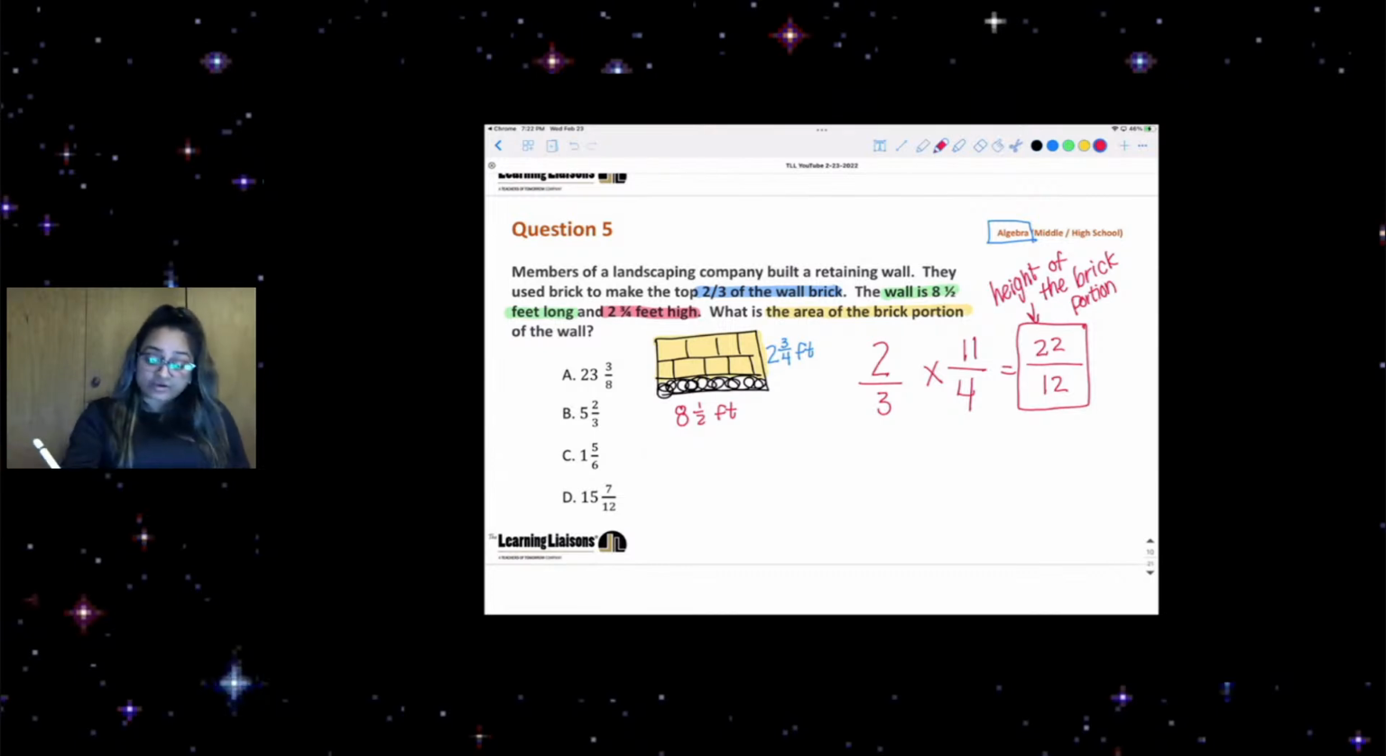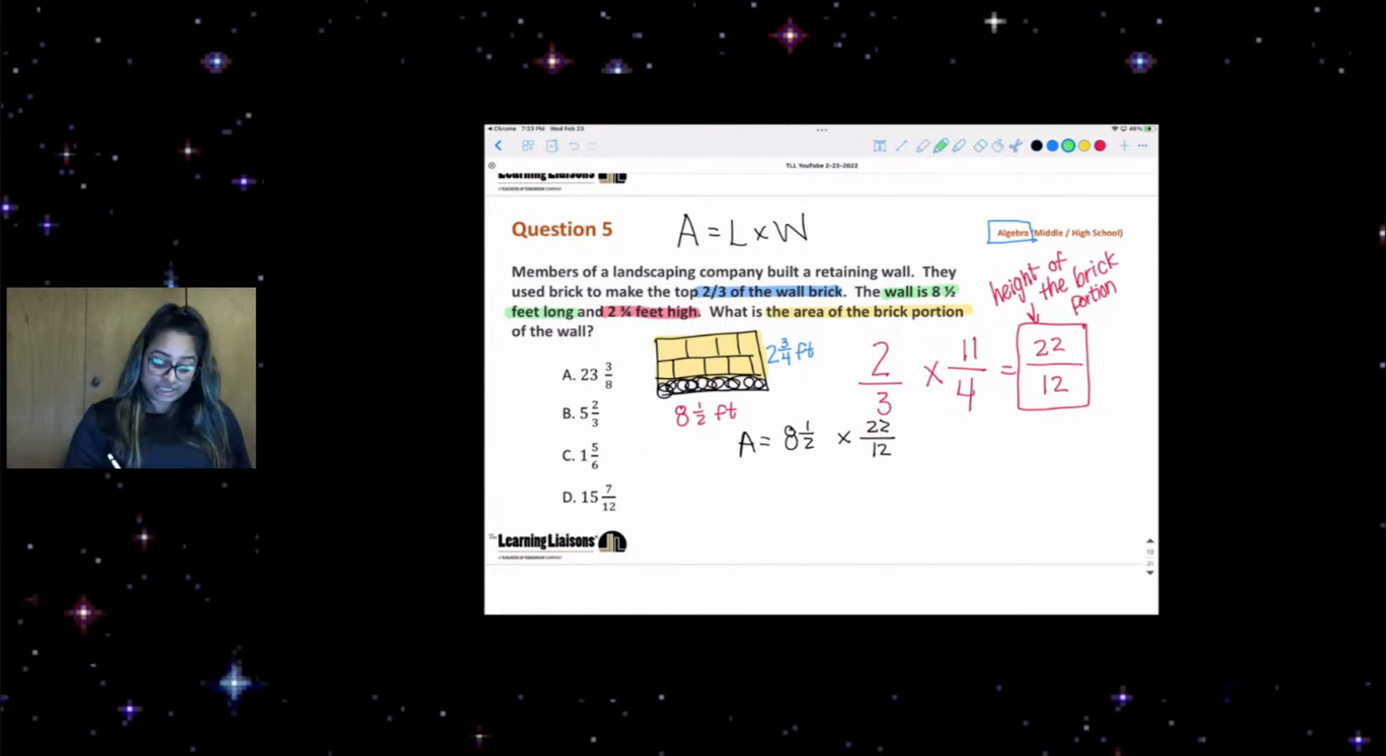Okay, now the area of this wall is what? Well, the area we're looking for, they didn't tell us the shape, we're going to assume that it's rectangular, is the length times the width. So plug in what we know. Area equals the length, which is 8.5 feet by 22 over 12. A lot of you hate fractions and you're cringing right now, but fractions didn't do anything to you.